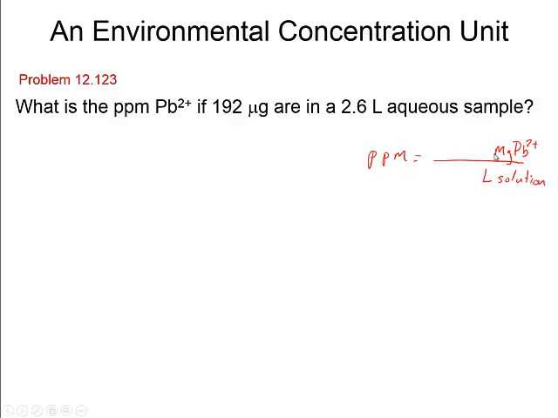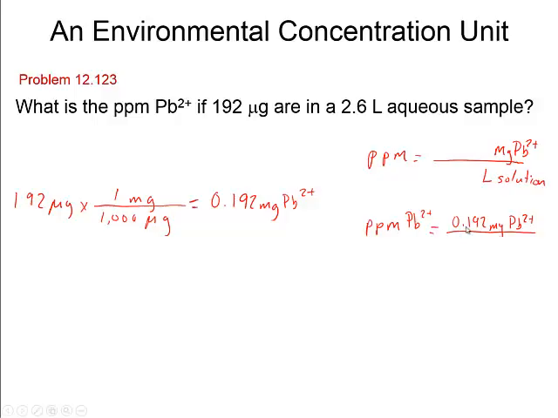All right, we need milligrams, and we've been given micrograms, so let's do a conversion. 192 micrograms, and the conversion is 1,000 micrograms in every milligram, and we do that division, and it's 0.192 milligrams of lead in the solution. So now let's just plug in our numbers, 0.192 for the milligrams of lead and 2.6 for the liters of solution, and now we do the division that this ratio indicates, and the concentration of lead in the solution is 0.074 ppm lead.